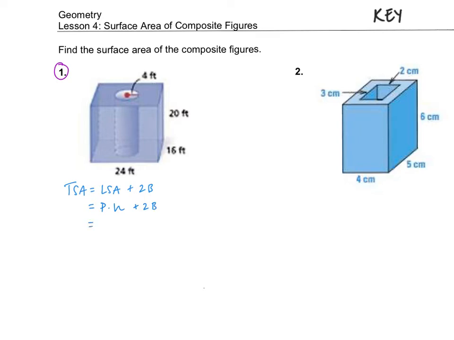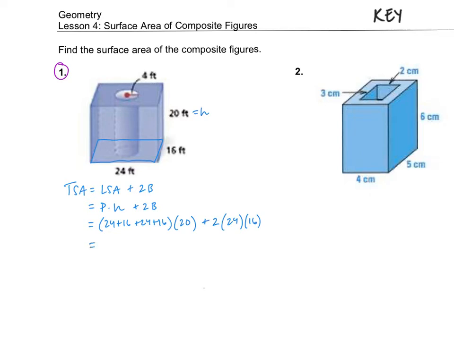So let's start off with our perimeter. That means we're going to add 24 plus 16 plus 24 plus 16 together for the perimeter. Then for our height, we're going to take that and multiply that by 20. Now, that just represents P times H, so we have to add that to 2 times the area of our base. Finding the area of our base, which is our rectangle here, is pretty easy because that's going to be 24 times 16.